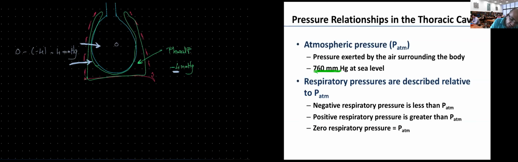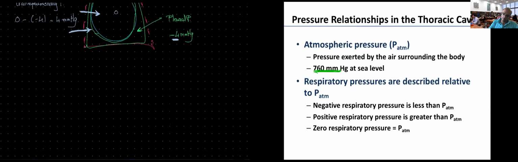We call this pressure my transpulmonary pressure. This is the effective pressure that keeps your lungs inflated.